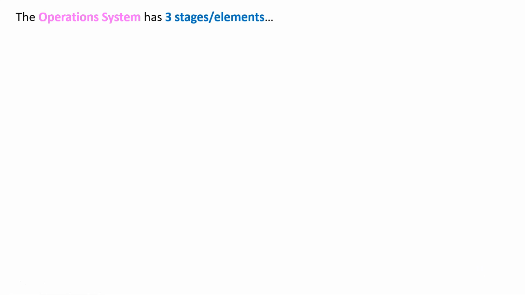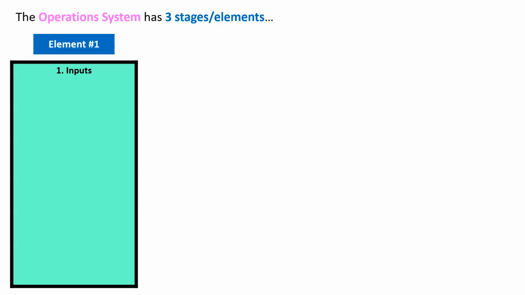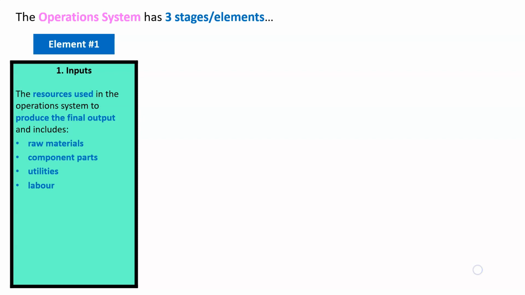And what that means is an operation system to produce a product, whether it's a good or a service, has three elements. So the first one is the inputs. That's the resources used in the operation system to produce the final output. And whilst every product's different, there are going to be some commonalities between a lot of businesses, and that would be things like they need raw materials, component parts, utilities like gas, electricity, water, etc., and labor. So most businesses need those things to produce their product.